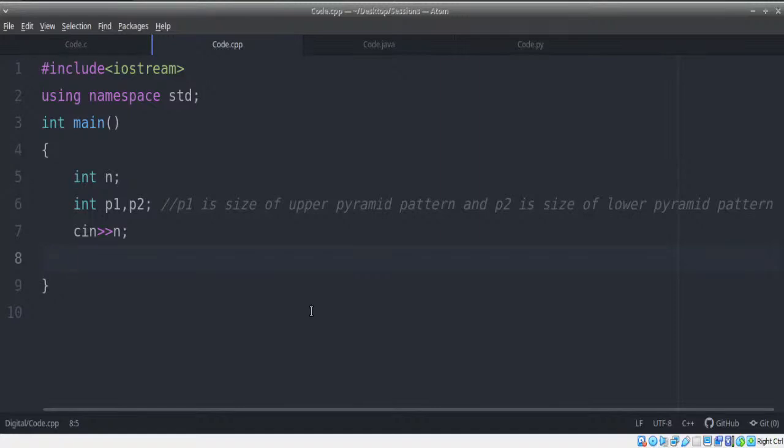Now once we have n, we can calculate the sizes p1 and p2 very quickly. That is, p1 equals n by 2 plus 1, because you are dividing by 2, which gives you 3, and then adding 1, which gives you 4. First let me do this: p2 equals n minus p1. Now all that I'm going to do here, just to show you, is print, and since it is C++, I'll just use cout. Let me print p1 and p2 so that you can have a good idea.